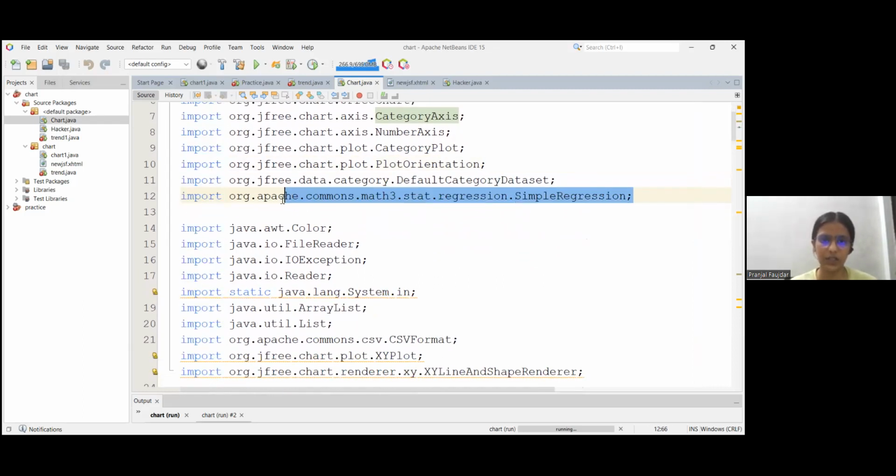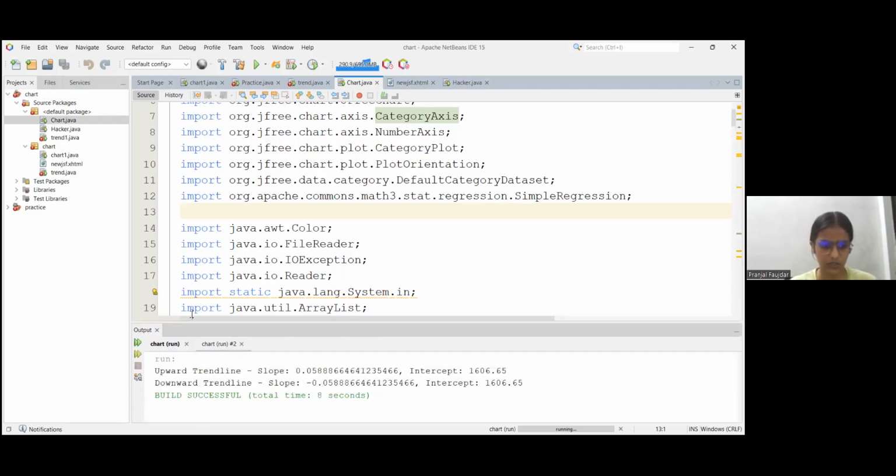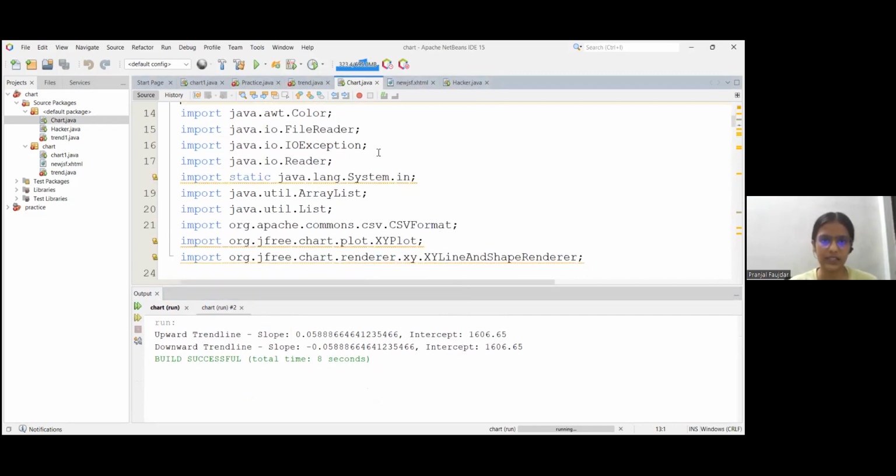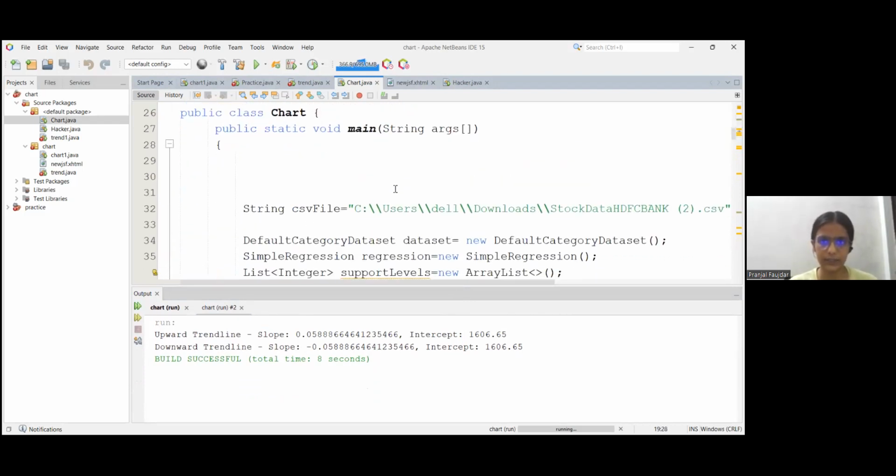And SimpleRegression is used for calculating the intercept and slope. So I have calculated the intercept and slope, like the upward trend line slope and intercept, and the downward trend line slope and intercept, all these. And these are the exception libraries for exception handling.